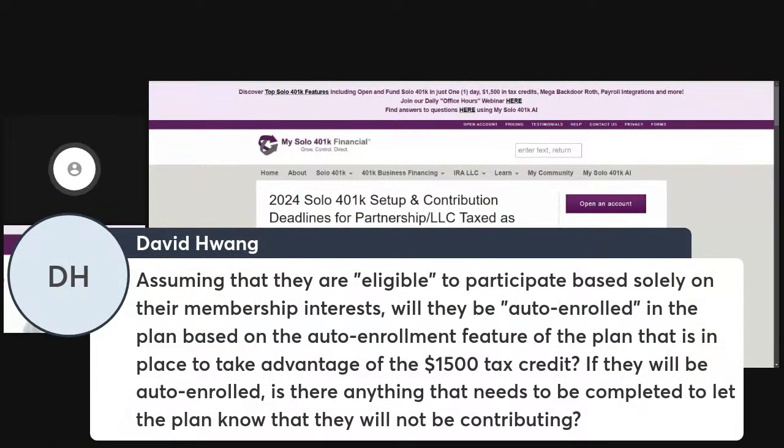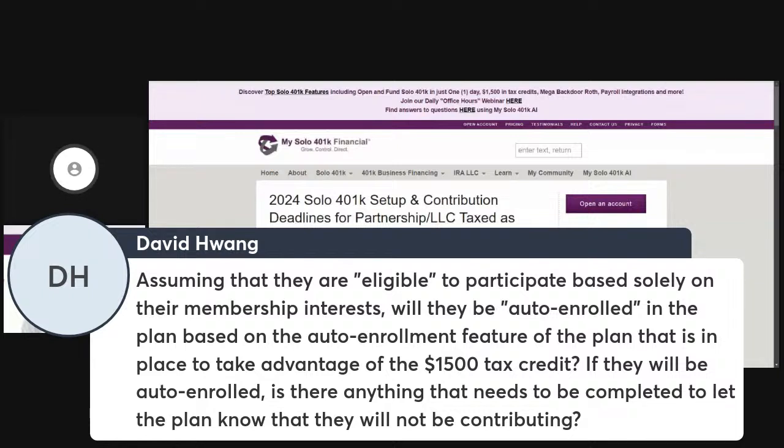Looks like David's got another question here. Assuming that they are eligible to participate based solely on their membership interests, will they be auto-enrolled in the plan based on the auto-enrollment feature of the plan that is put in place to take advantage of the $1,500 tax credit? If they will be auto-enrolled, is there anything that needs to be completed to let the plan know that they will not be contributing? So you can fill out our opt-out form so that they don't have to contribute to the plan. And again, they won't be able to contribute regardless if they don't have any W-2 wages from the business, where they have to be at least a 3% or more owner.